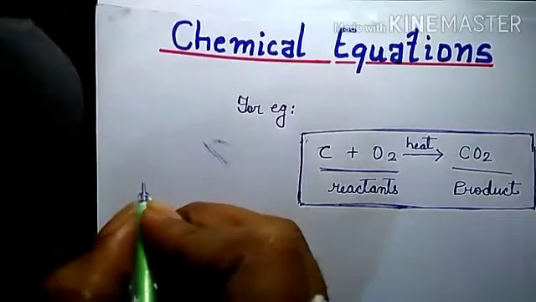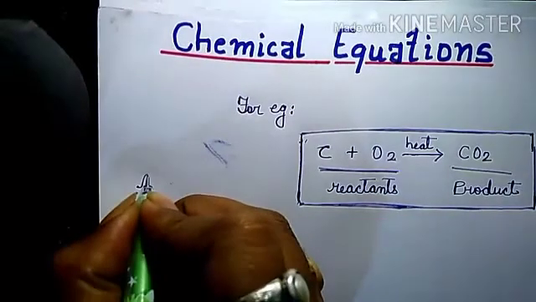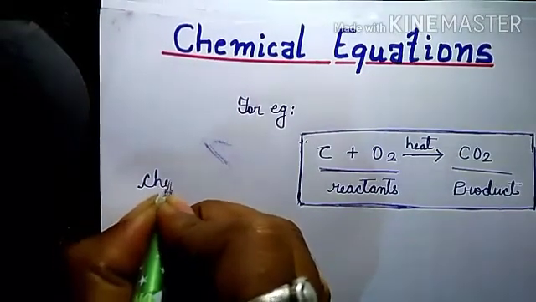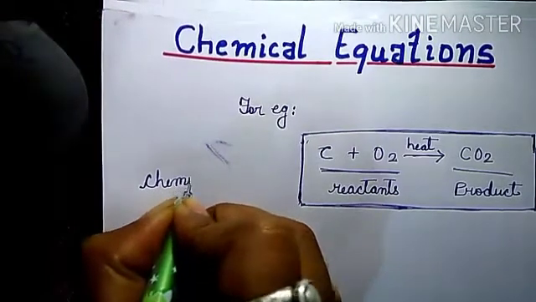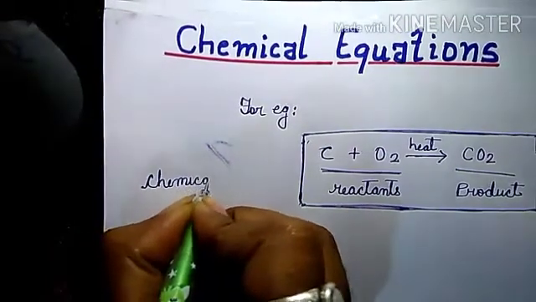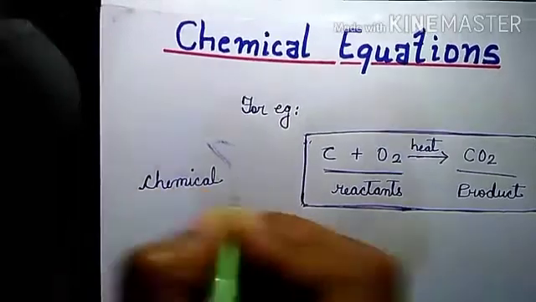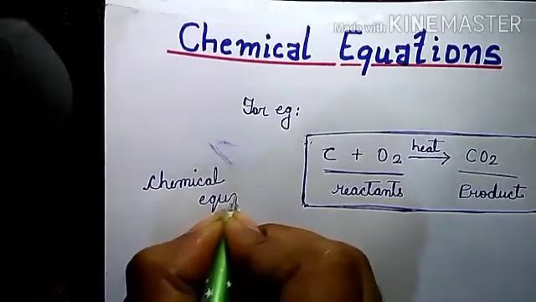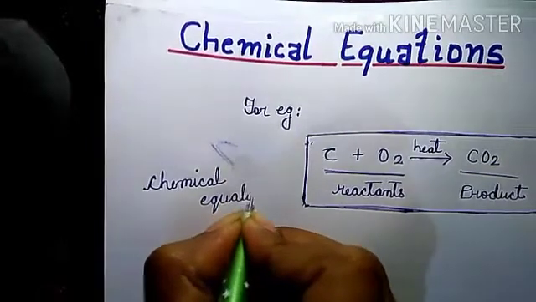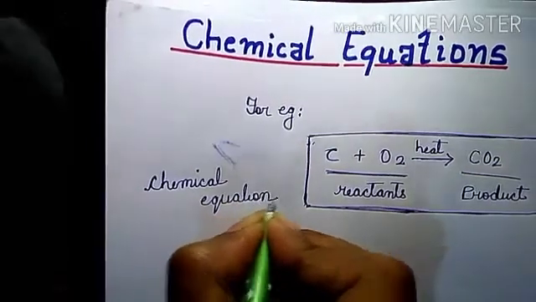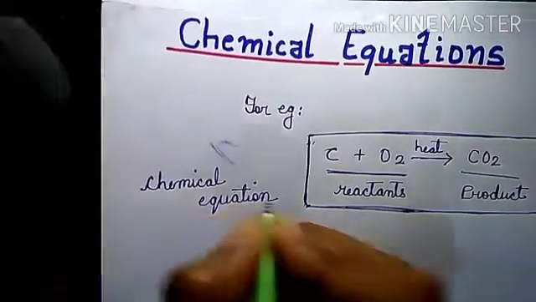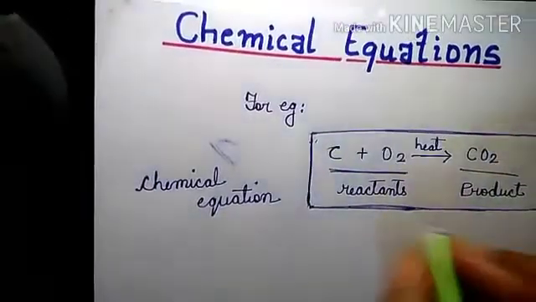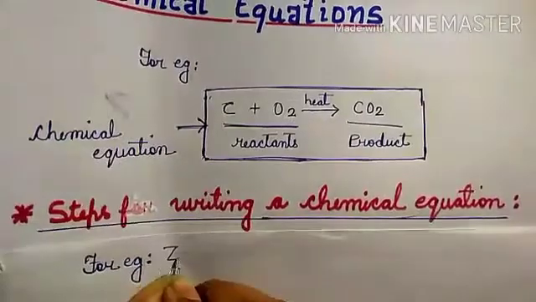A chemical equation is the symbolic representation of a chemical reaction using symbols and formulae of the reactants involved and the products formed in the reaction. In fact, a chemical equation is a shorthand description of a chemical reaction. Now we will see the steps for writing a chemical equation.